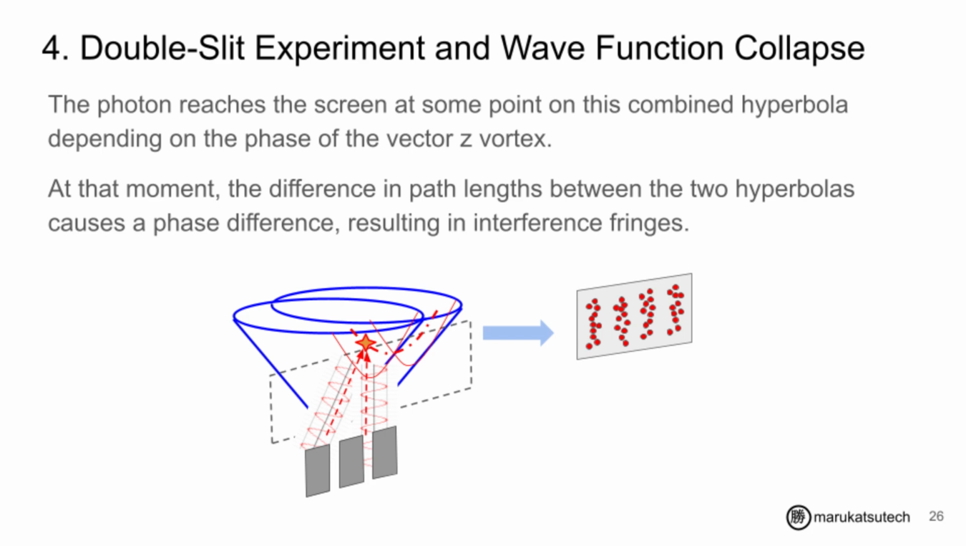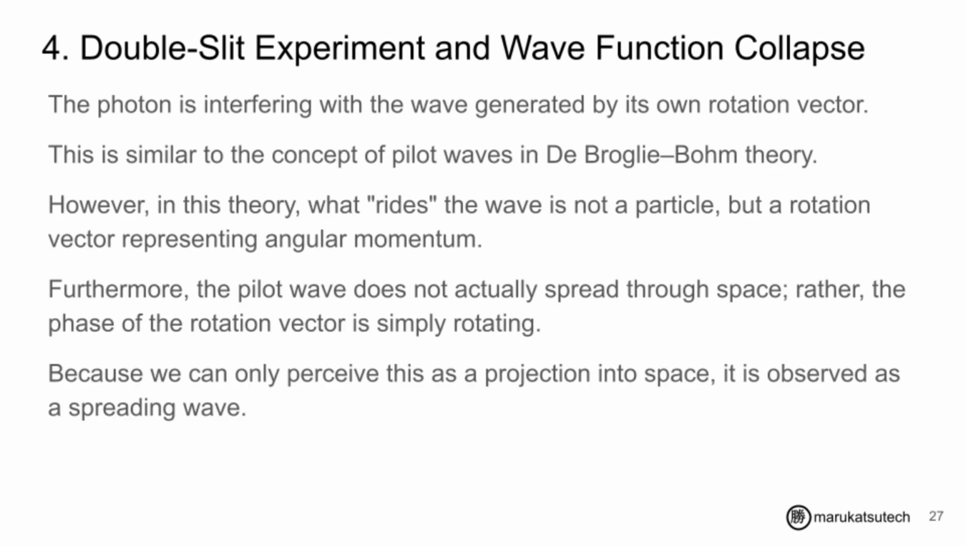The photon reaches the screen at some point on this combined hyperbola depending on the phase of the vector z vortex. At that moment, the difference in path lengths between the two hyperbolas causes a phase difference, resulting in interference fringes. The photon is interfering with the wave generated by its own rotation vector. This is similar to the concept of pilot waves in de Broglie-Bohm theory.